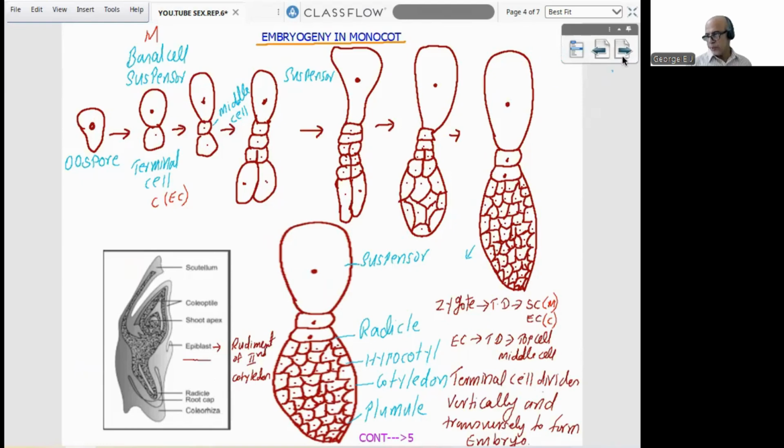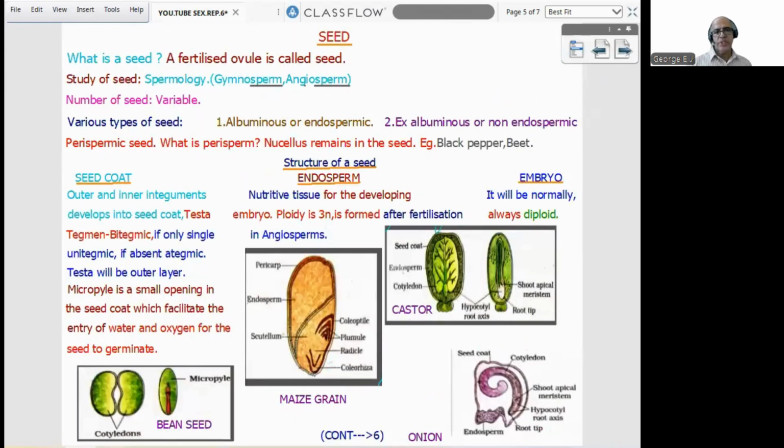Then we entered into seed. What is seed? Study of seed, number of seeds, types of seed, perispermic seed with examples black pepper and beet. Structure of seed: seed coat, endosperm, embryo; testa, tegmen; bitegmic, unitegmic; endosperm ploidy, triploid, function nutrition. Then embryo, diploid. Then 4 diagrams including maize grain and onion.